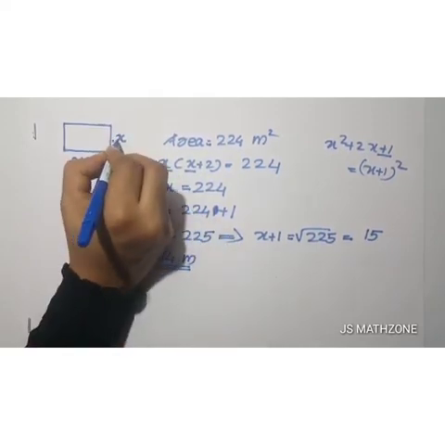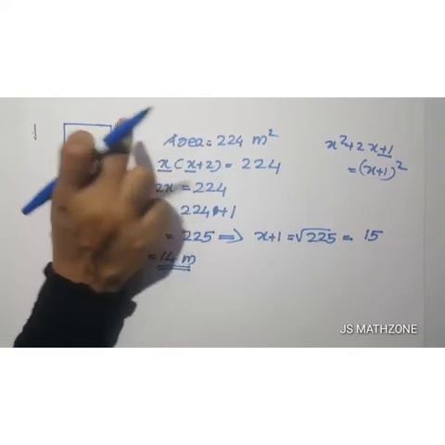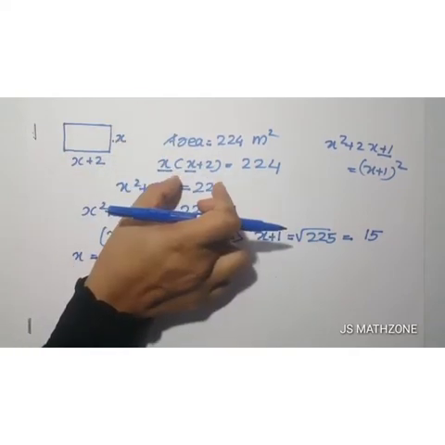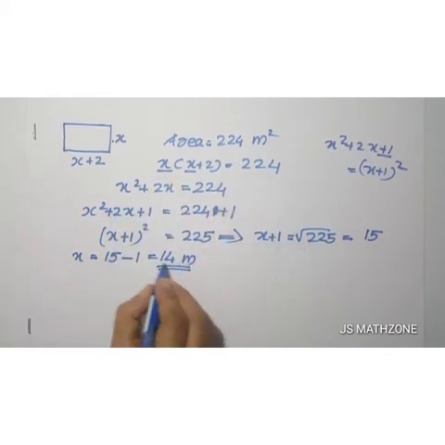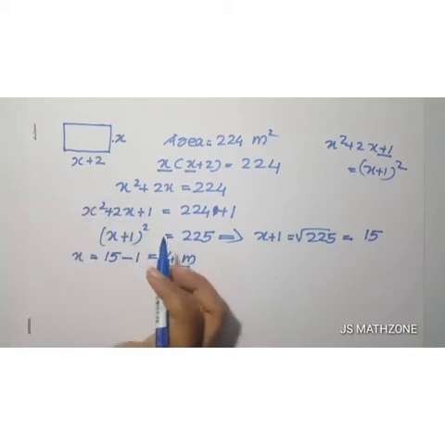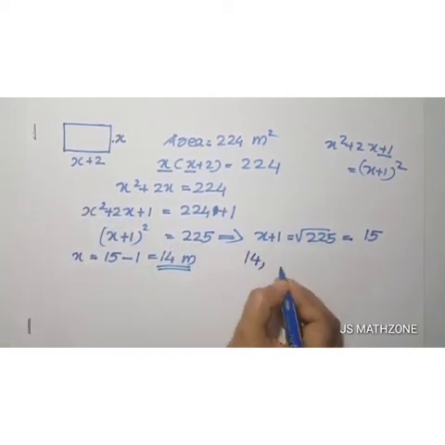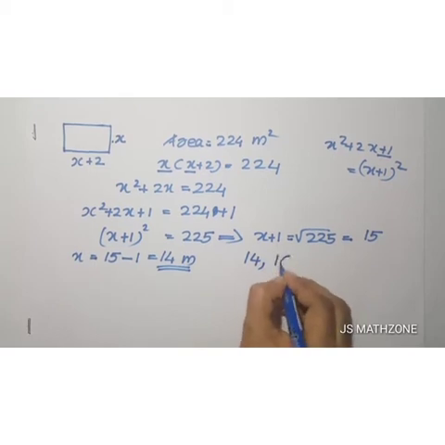That is, one side of this rectangle is 14 and the other side is 16, because the other side is 2 meter longer, as given. Since we got the value of x as 14, one side of the rectangle is 14 and the other side is 14 plus 2, that is 16. Clear, children?